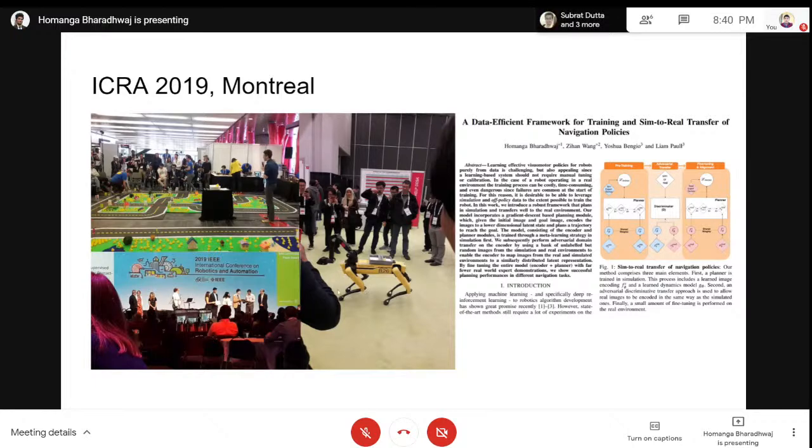So here you can see this robot. It is a Spot robot from Boston Dynamics. They did a demo of this robot at ICRA, which was cool to watch. And here, the figure on the left is the Duckietown challenge, which is the same environment I used for my project as well.